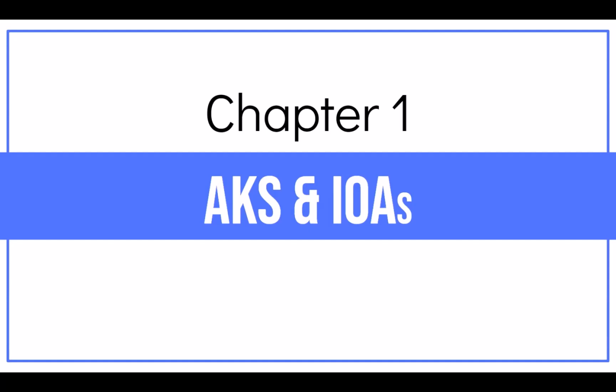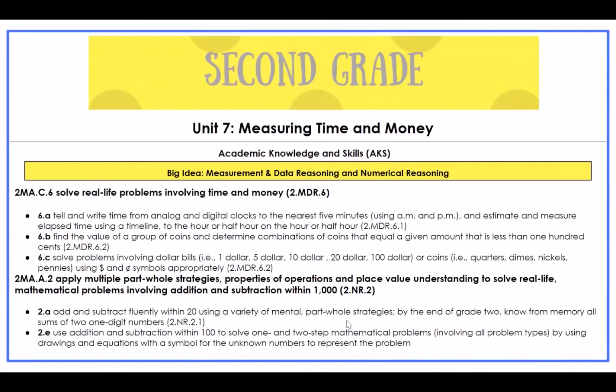In Chapter 2 of the video, we will look to see how the AKS and IOAs in this unit are paced in detail. This unit has two AKS, AKS 6 and AKS 2. Under the AKS, you will find the Indicators of Achievement, or IOAs, that we are teaching at this time. Notice for AKS 6, we are focusing on IOAs 6A, 6B, and 6C. And for AKS 2, we are focusing on and revisiting IOAs 2A and 2E.